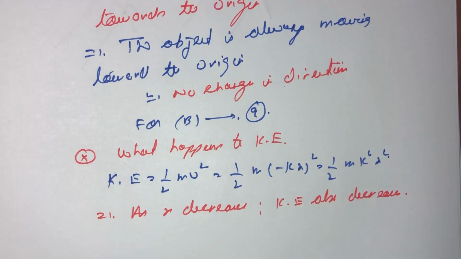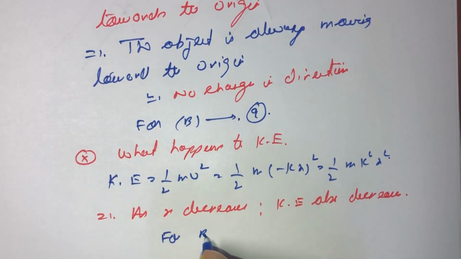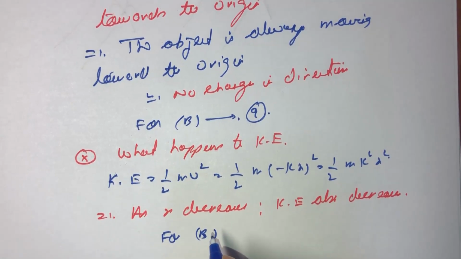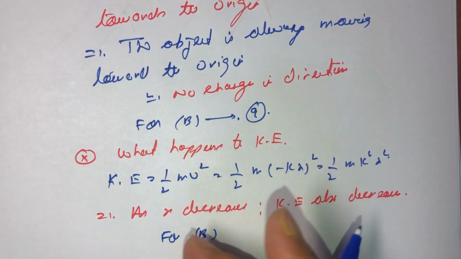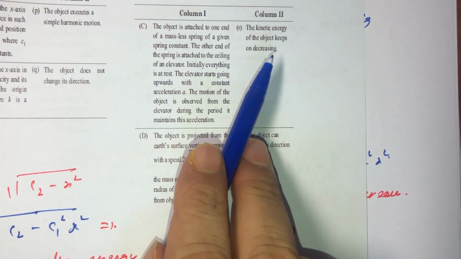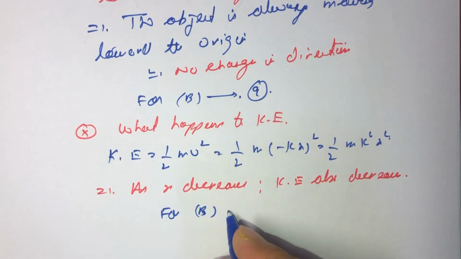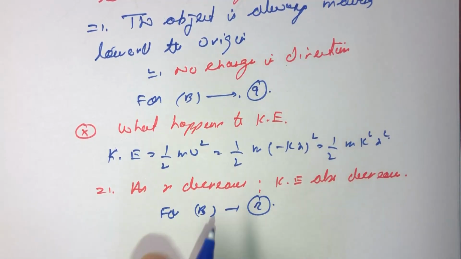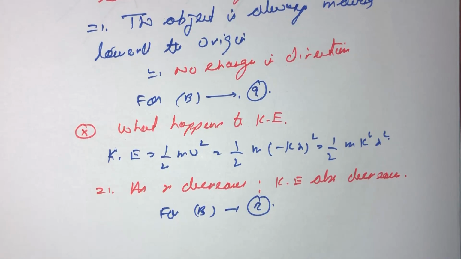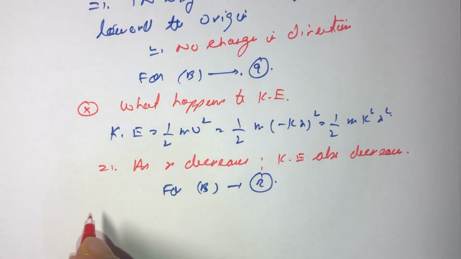So with respect to energy, we can say for B, option R is also one of the correct options, because it says that kinetic energy is going to decrease. So we have for B, option R is also a correct option. So option B is going to have two correct options, Q as well as R. Now let us check for the option C.